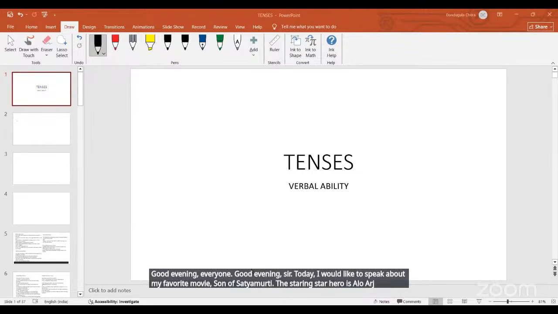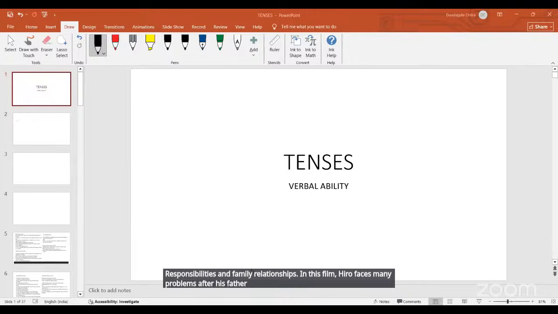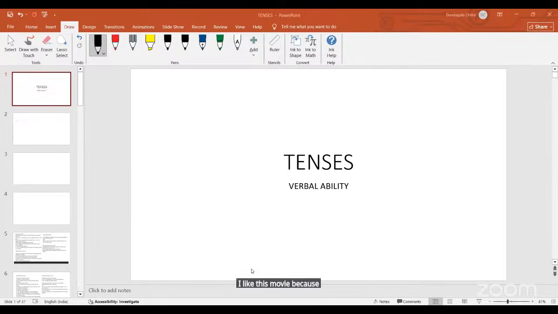Today I would like to speak about my favorite movie, Son of Satyamurthy. The star hero is Allu Arjun. This movie is not just entertaining, but it also teaches important values like respect, responsibilities, and family relationships. In this film, the hero faces many problems after his father's death, but he never leaves his morals and dignity. I like this movie because it has emotions, comedy, action, and dances.